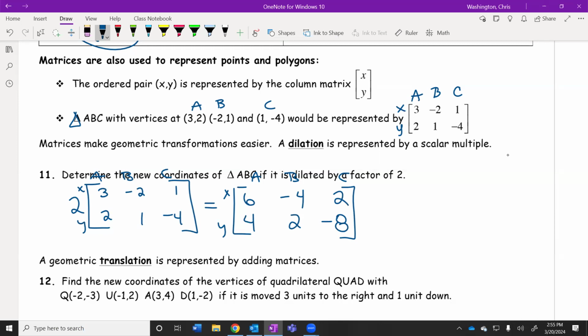So maybe in geometry, they asked you, hey, what are the new coordinates of your triangle? Well, there they are. The coordinates for A would be 6, 4. The coordinates for B would be negative 4, 2. And the coordinates for C would be 2, negative 8. And we would have a triangle that's twice as big as the triangle we started with.